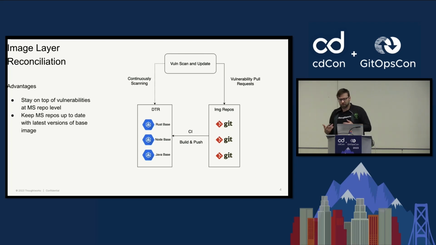So to get a better idea of how this looks, we have, say, a set of image repositories. Maybe those are a Node, Rust, or Java-based image repo. We then might have a scanning tool like Snyk, Tenable, whatever. In that tool, we're going to use those tools' auto-upgrade features to continuously upgrade our base images. And then as those images are upgraded, we're pushing them into our upstream Docker registry. This allows us to stay on top of vulnerabilities at the microservice repo level.